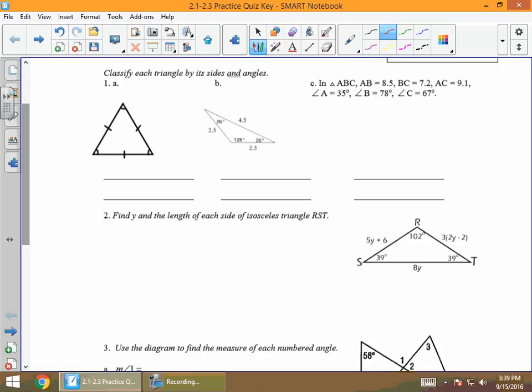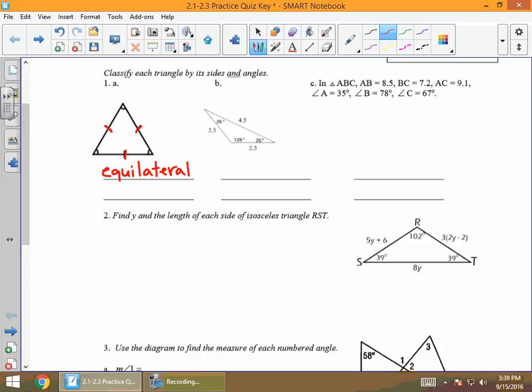So in A, I see the little marks around on the sides. That tells me that all three sides are in fact the same. So we call that equilateral. Equi-lateral. Equilateral triangles have three sides that are all exactly the same length.